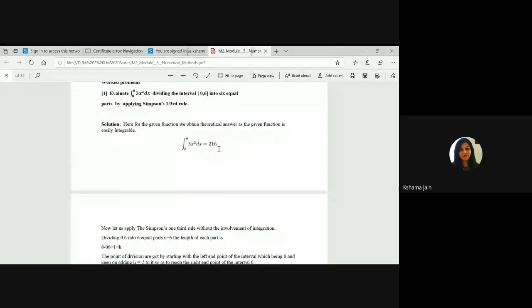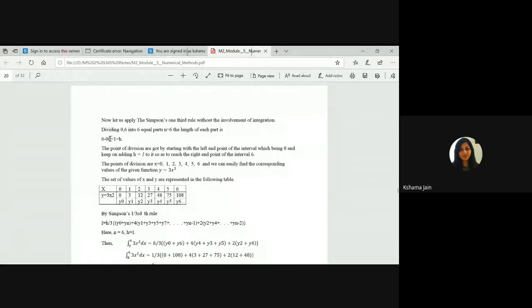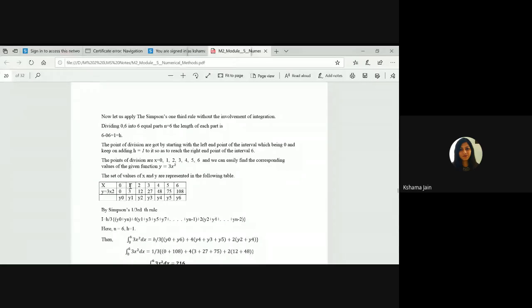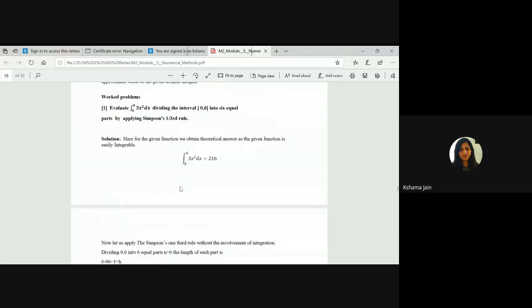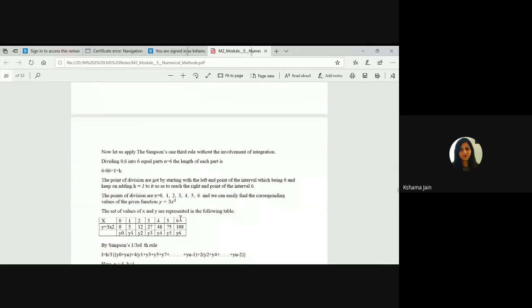So here I told you, first our work is to find h. h will be (b minus a) by n. So b was 6, a was 0, divided by 6 parts. So h will be 1. For each problem, you will make a table of x and y. x starts from 0 because the lower limit was 0. We start from 0 and keep adding h. h was 1 here. So 0 plus 1, 1. 1 plus 1, 2. 2 plus 1, 3. 3 plus 1, 4. Plus 1, 5. Up to the upper limit. Upper limit was 6. So like this, we have got the values of x.